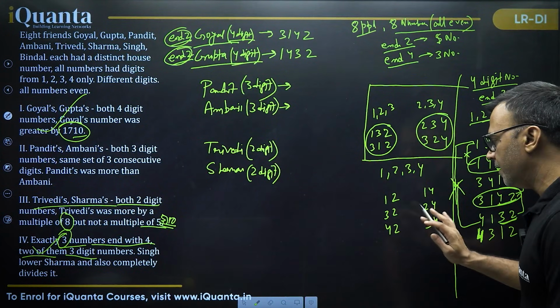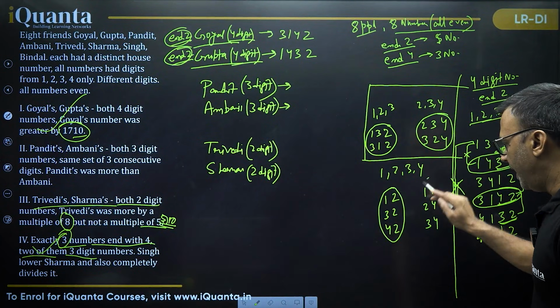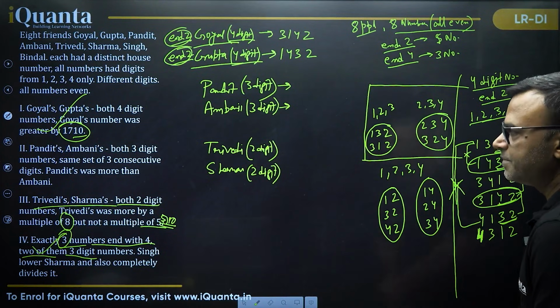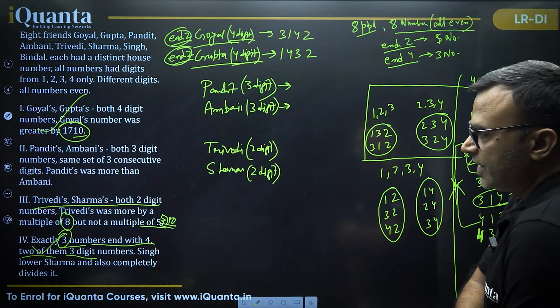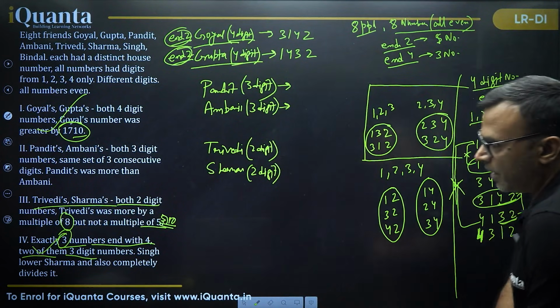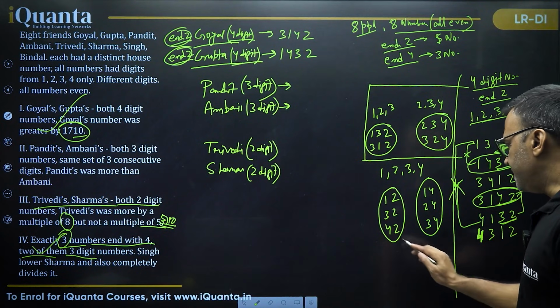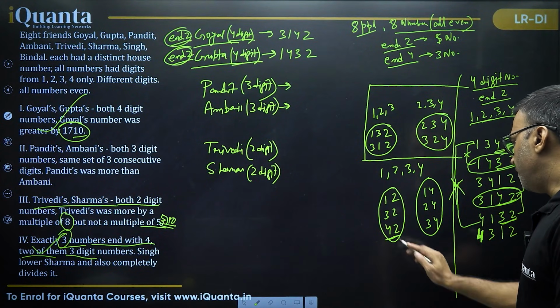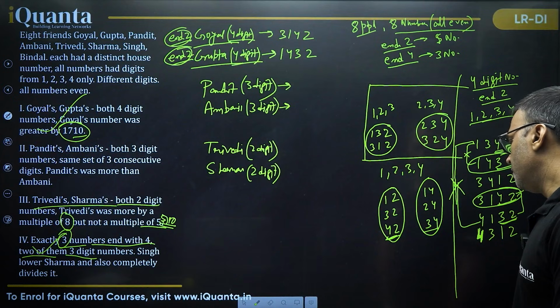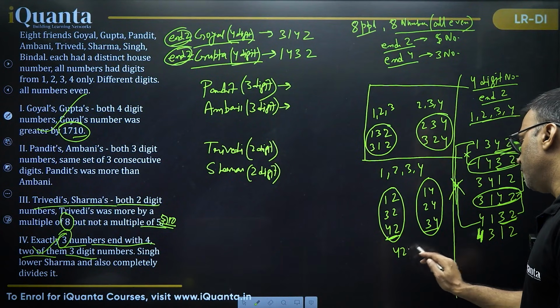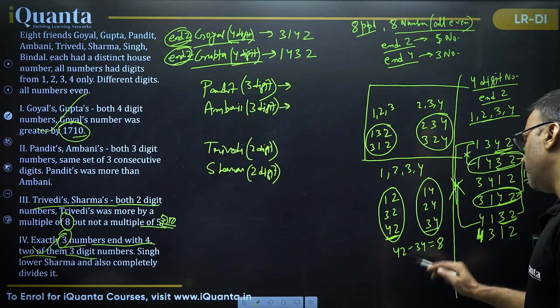So one thing is very clear, that one number is from here and one number is from here. That is absolutely clear. Now check the difference. The difference has to be a multiple of 8. So if I take 42 from here, 42 minus 34, oh wow, the very first case is found. 42 minus 34 is 8. That is a multiple of 8.